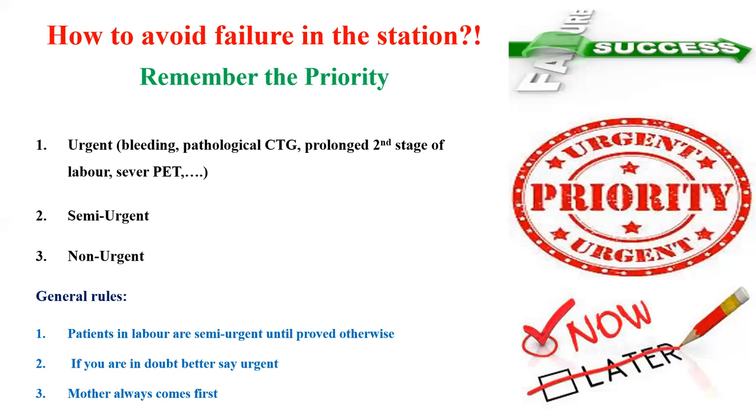I can see that now we know which cases are urgent. Any patient in labor, she's a semi-urgent case until proved otherwise. The non-urgent cases are the cases who are waiting for induction of labor or are coming for elective cesarean section. If you are in doubt, please say the higher category. So if you are in doubt, if this case is semi-urgent or urgent, please say it urgent. If you say it urgent, it means you will take extra precautions, so it means you are a safe doctor. But please don't take the lower category. So again, the general rules, any patient in labor is a semi-urgent case until proved otherwise. Any patient who's coming for induction or for elective cesarean section, this is a non-urgent case.